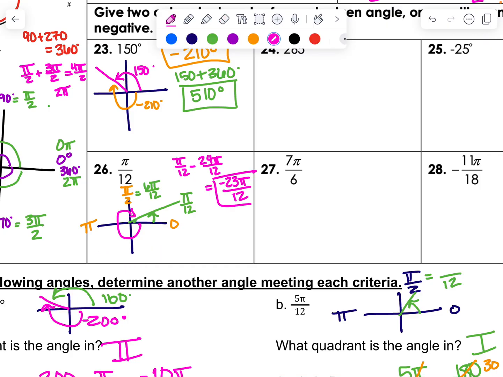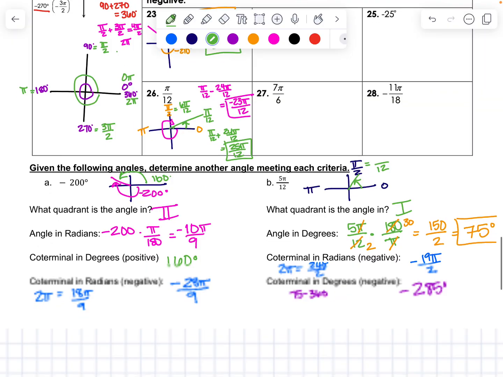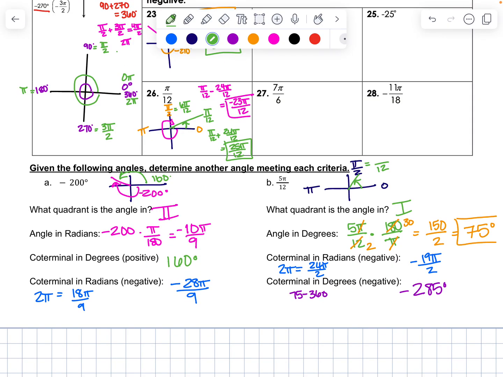All right, so now if I want to create another positive angle, I could take pi over 12 and add 24 pi over 12 to give me 25 pi over 12. And that would be a coterminal in that positive direction. Okay. The biggest piece of the puzzle here is these last two questions really ask us to pull all of that information together.